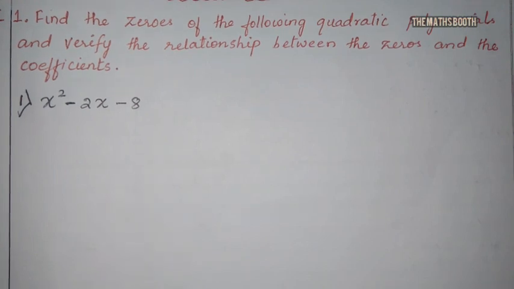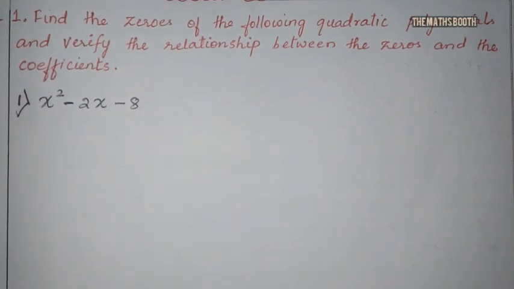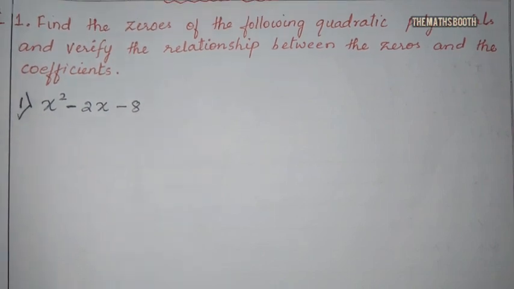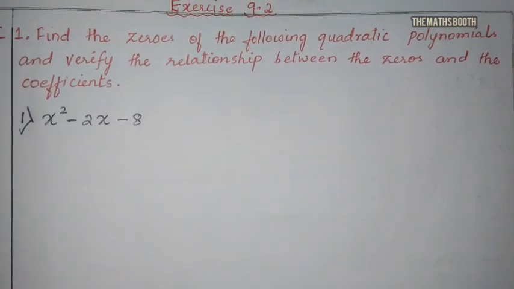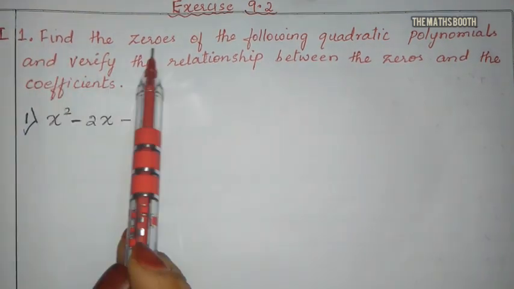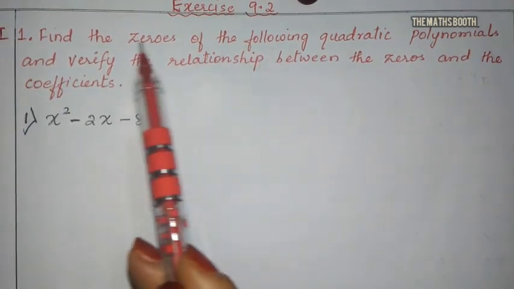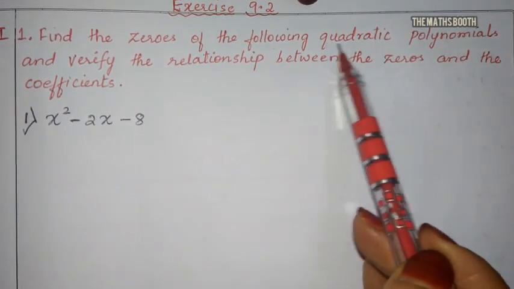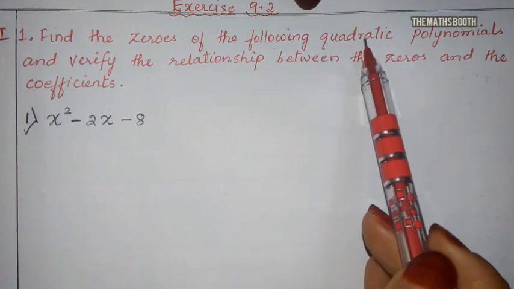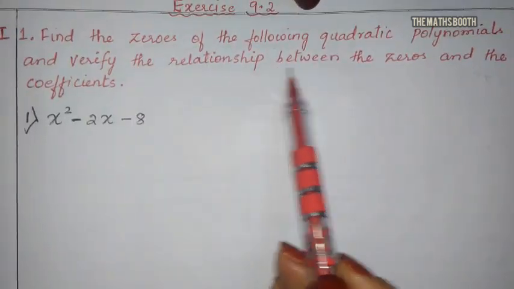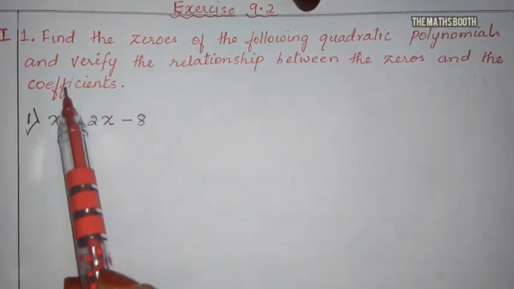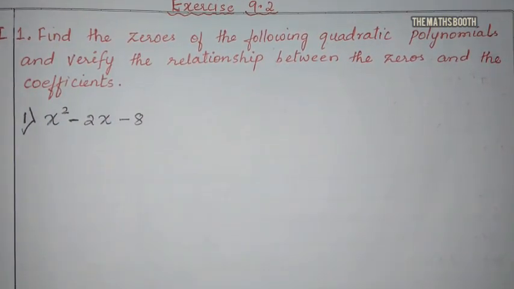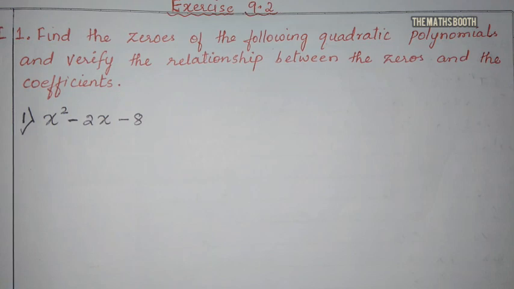Today I am here with the class 10th chapter polynomials, exercise 9.2. So let us see what the first question in exercise 9.2 is. Find the zeros of the following quadratic polynomial. Quadratic in the sense the highest power, the degree, is 2, and verify the relationship between the zeros and the coefficients. Okay, so question number 1 is x square minus 2x minus 8.